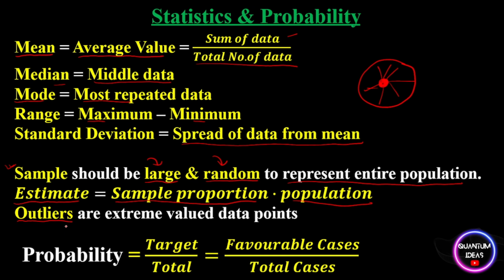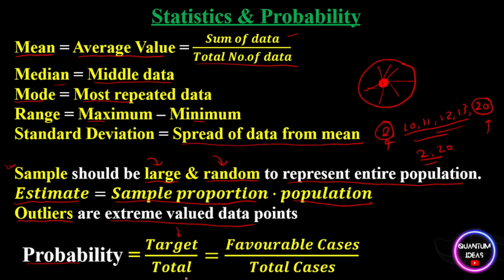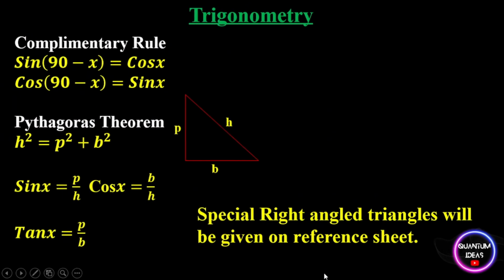Okay, and one of the important points is outliers. Outliers are basically the extreme valued data points. For example, let's say we have data points 2, 10, 11, 12, 13, and 20. You can see here these data points are very close to each other, but 2 and 20 are extreme, right? This is very low compared to the others, and this is very high compared to the others. So in this case, 2 and 20 are outliers. And we all know probability is basically favorable cases by total number of cases, right? So let's move to the next one.